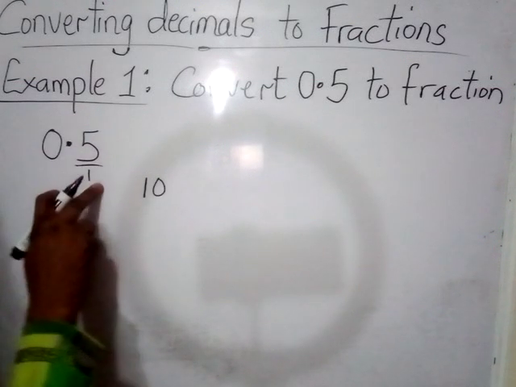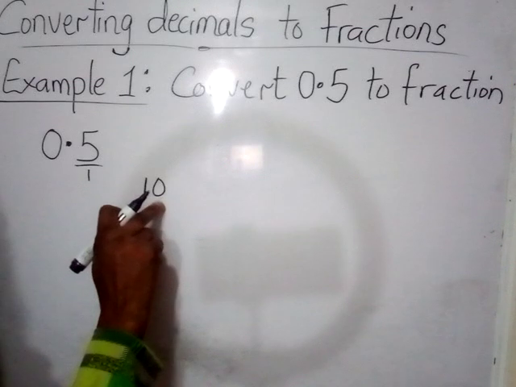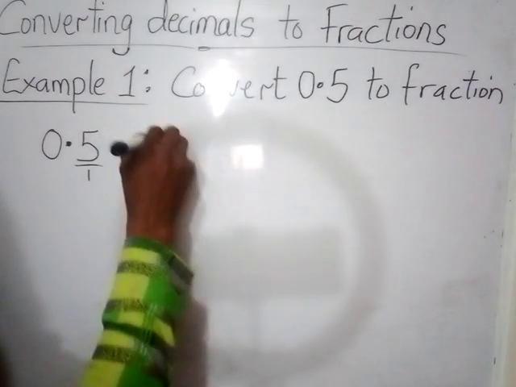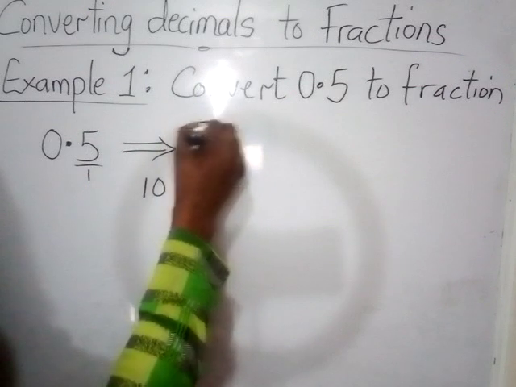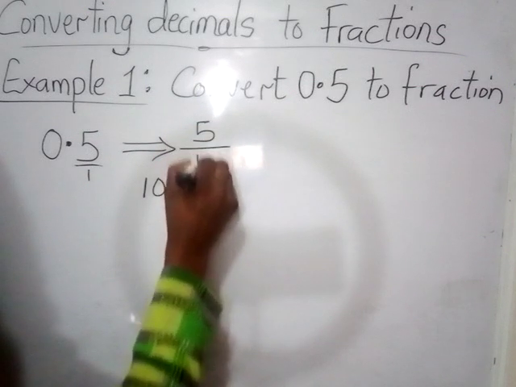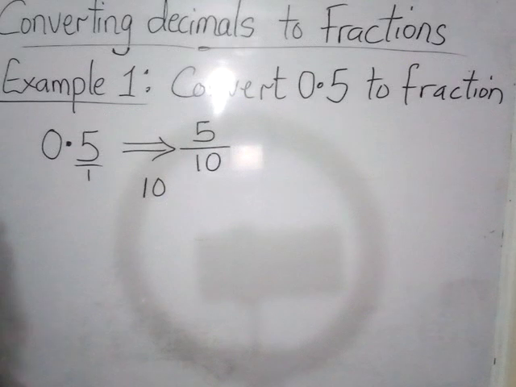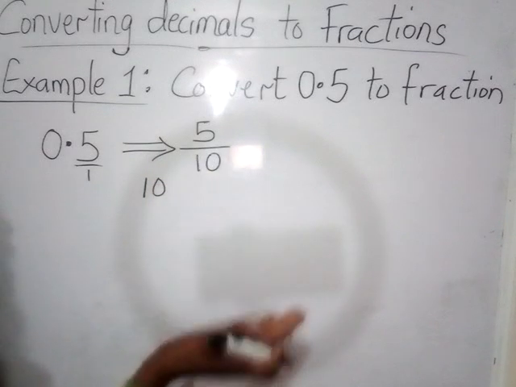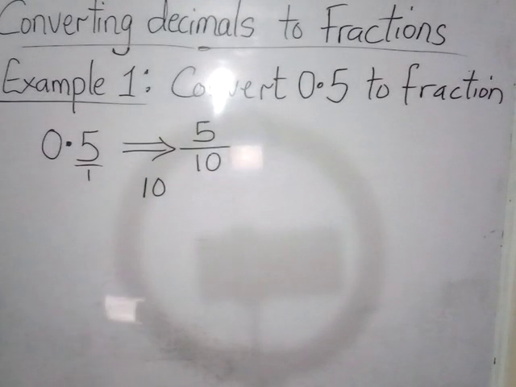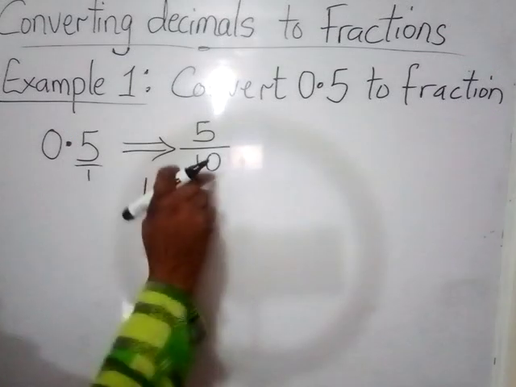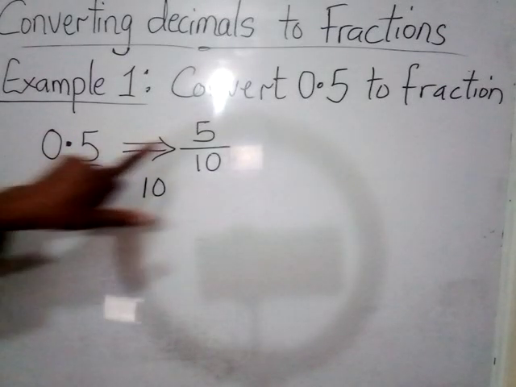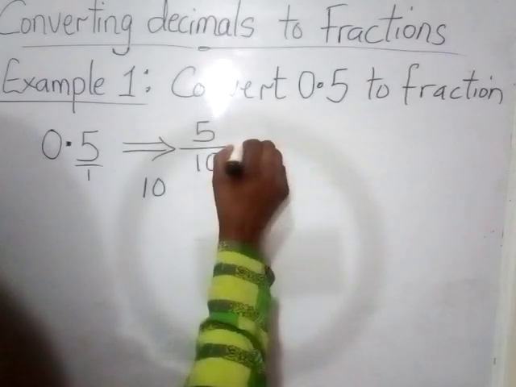Since it's just one number after the decimal point, the power of 10 we use carries one 0, and that's the number 10 itself. So this is now 5 over 10. You're not going to repeat the point again, because you have introduced the power of 10 as the denominator, so you cannot use your point anymore. So it becomes 5 out of 10.